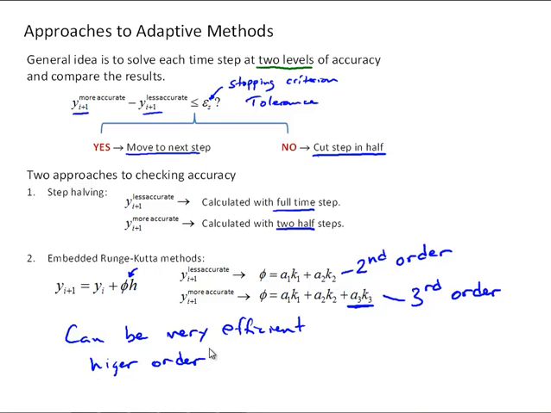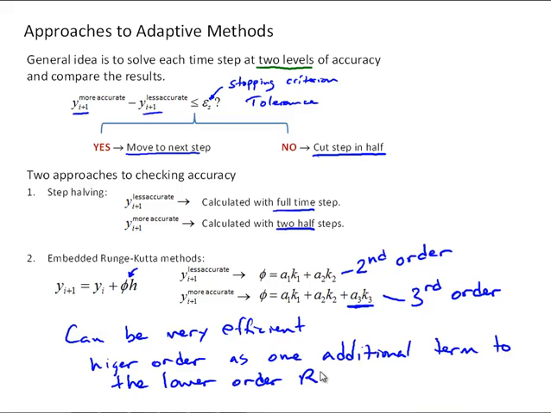Remember we have some flexibility in how we formulate a Runge-Kutta method because we choose one of the constants, and it can be done to formulate that higher order method as one additional term to the lower order. And this makes embedded Runge-Kutta methods preferred for adaptive time stepping because they are more efficient.